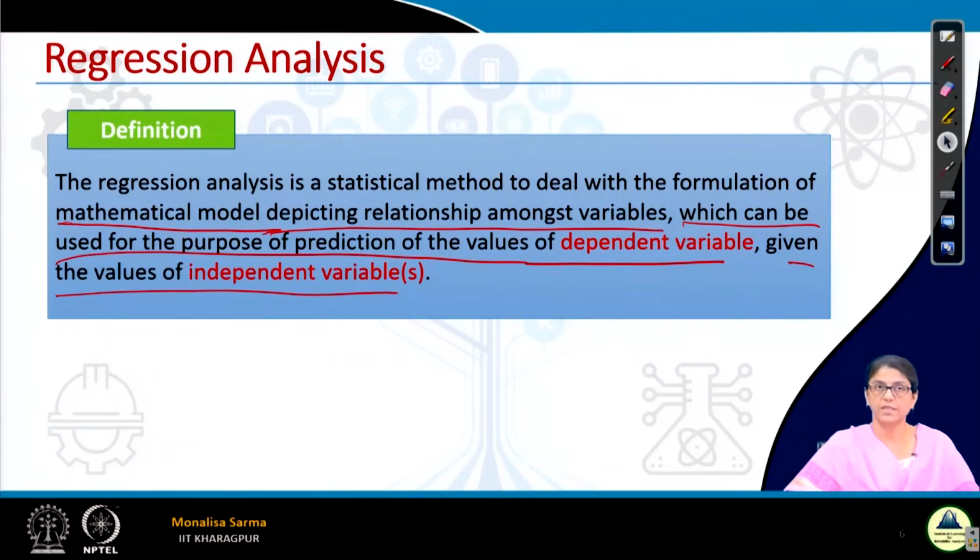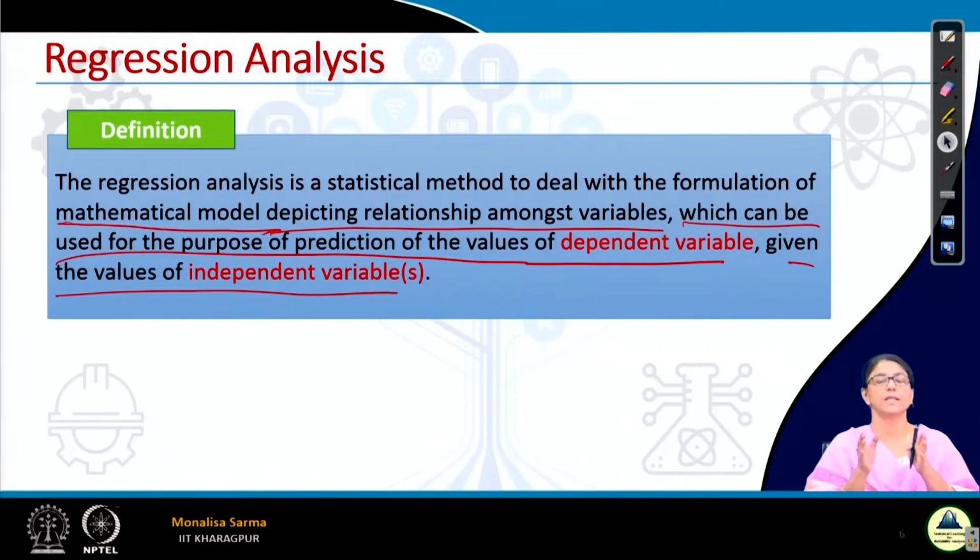So, regression analysis is a mathematical model which depicts the relationship between two variables, dependent and independent, and it is used for predicting the value of the dependent variable given the values of the independent variable. In the last example, suppose my hours of study is 4 hours, then what may be my likely exam score? I am trying to predict the dependent variable, the exam score. So, I basically need a mathematical model which gives the relationship between these two.